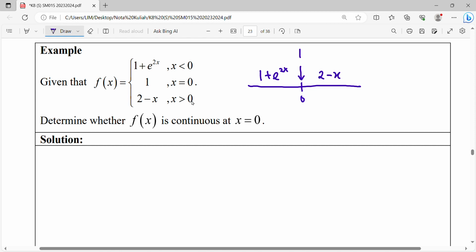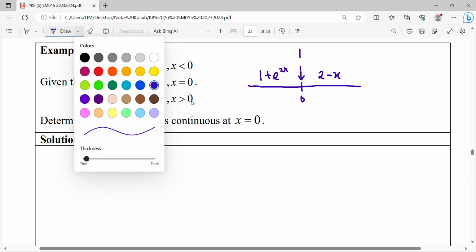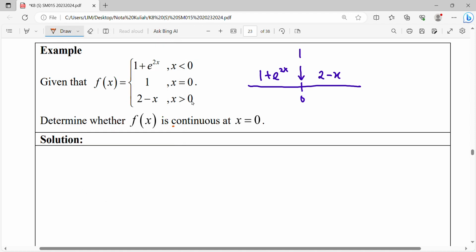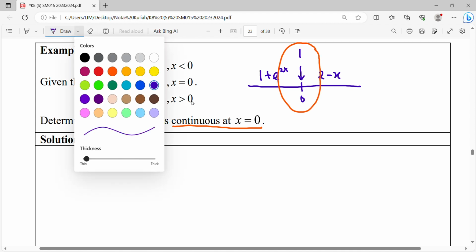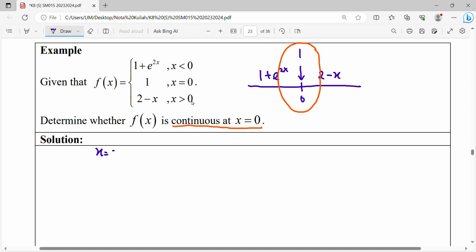So to determine the continuity at x equals 0, we are going to determine the continuity of the function at this region. When x equals 0, our first condition, f(0), the coordinate at 0, equals 1, which is defined. So the first condition is fulfilled.